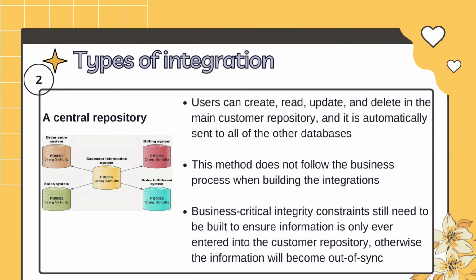And the last one is a central repository. The figure displays an example of customer information integrated using this method. Users can create, read, update and delete in the main customer repository, and it is automatically sent to all of the other databases. This method does not follow the business process when building the integration. Business critical integrity constraints still need to be built to ensure information is only ever entered into the customer repository. Otherwise, the information will become out of sync.